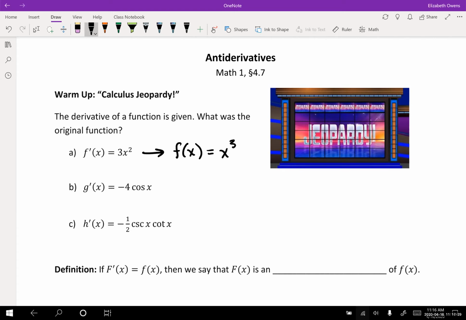Oh, Felipe's already putting in an answer. So g prime of x was -4 cosine x. And Felipe says g of x is 4 sine x, which is so close, Felipe, but not quite. He needs one little change. Who's got the change here? What do we need to do with that function? Yeah, Jared's got it there.